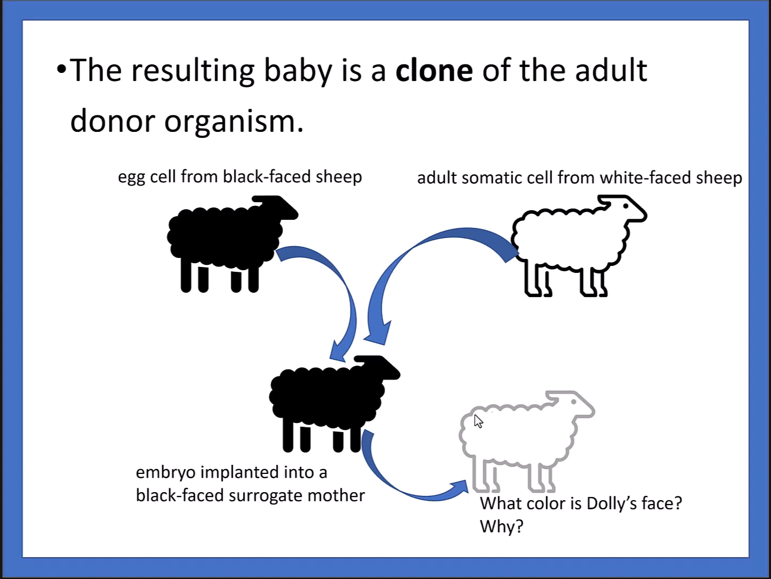So the cloned organism is going to be white-faced because the adult somatic cell donor that donates all of the genes for that egg has a white face. So that individual clone baby is going to have that white face as well. The egg cell donor and the surrogate mother do not donate any genes to this cloned baby, and so they are not going to have an effect on that baby's phenotype.